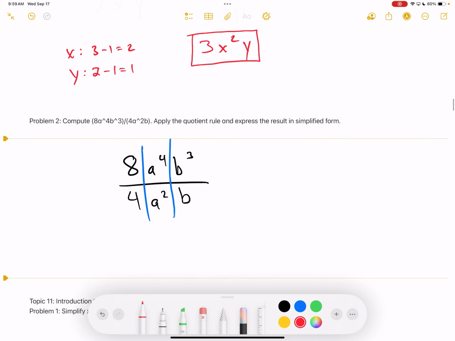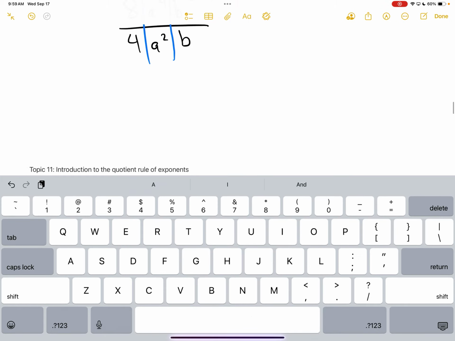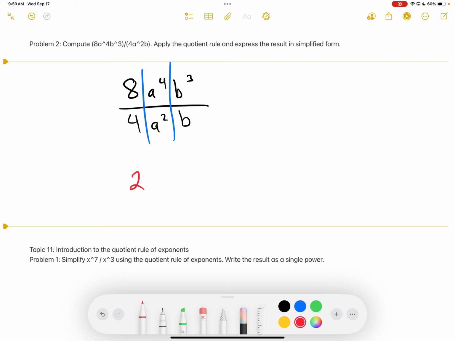So on this one, do it without having to write them all out. 8 divided by 4 is 2. I have 4 A's on top and 2 on the bottom, so I got an extra 2 A's on top. My B's, I got 3 on top and 1 on the bottom, so I got extra 2 B's on top.